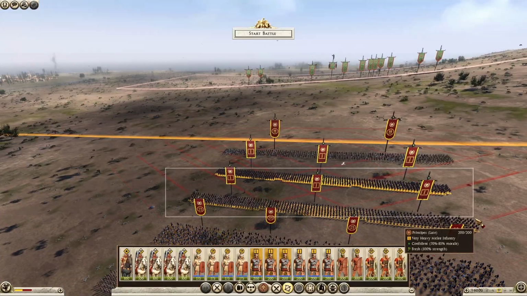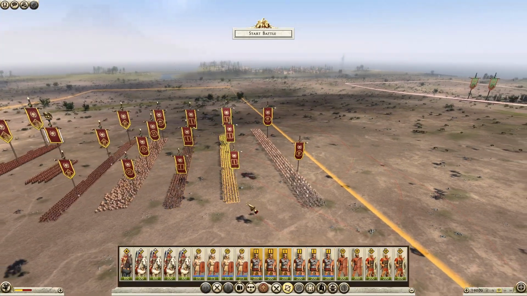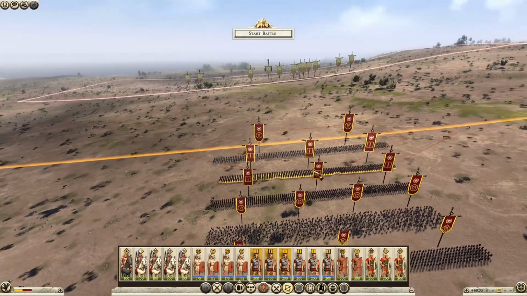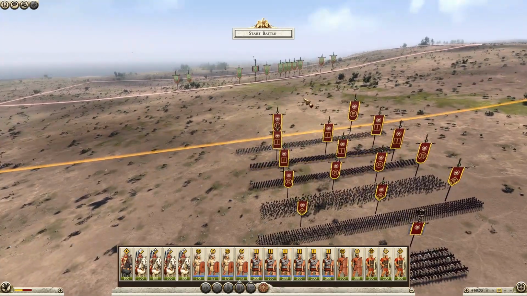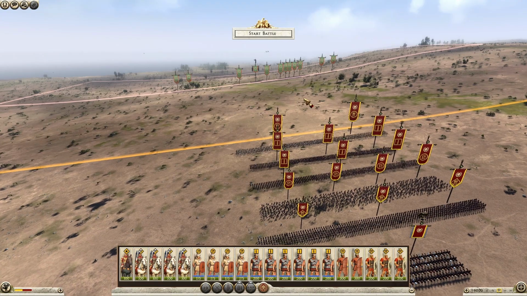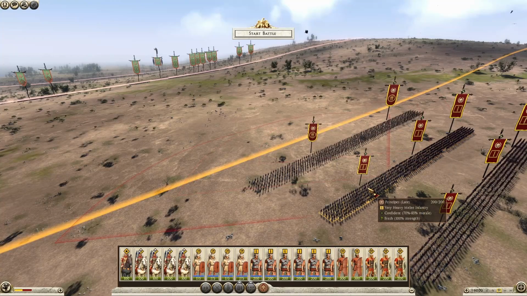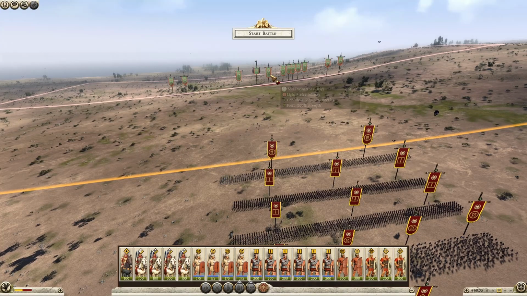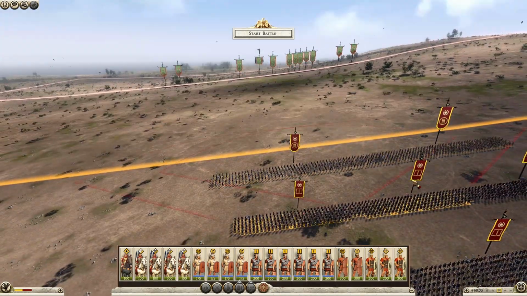For the 6 Principes, I would deploy them into 2 lines like this. The reason is we will try to make a very narrow and compact formation to take advantage of the durability of the Roman infantry. Our Roman infantry is very durable. We want to fight defensively, make the enemy attack us, and we will grind them down.